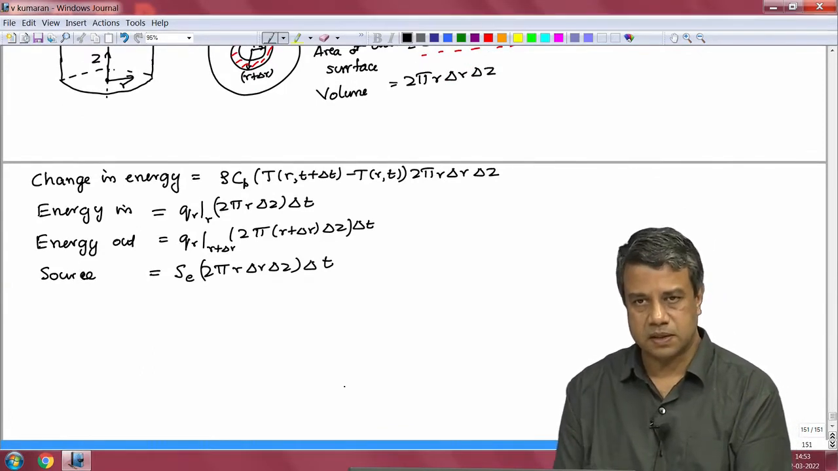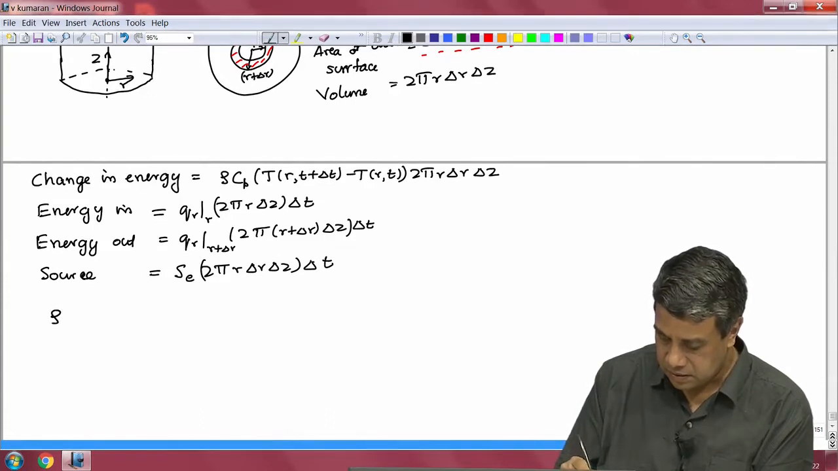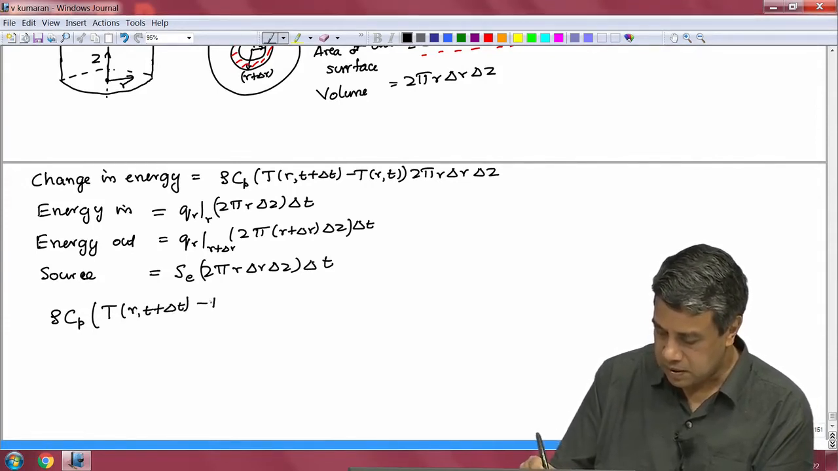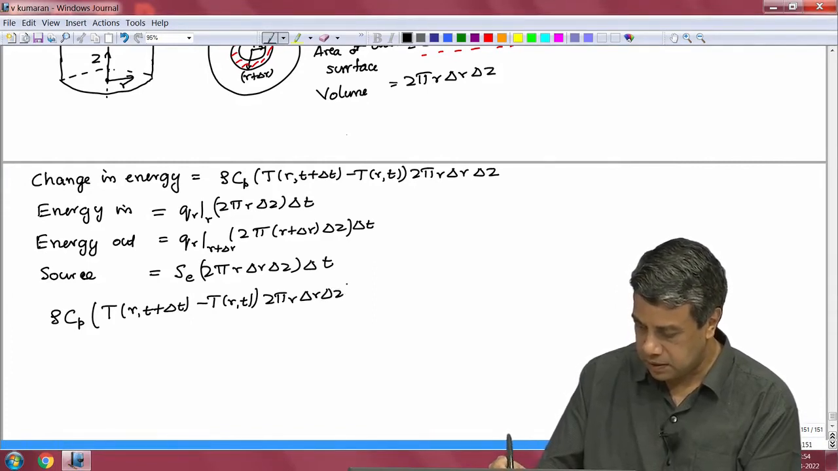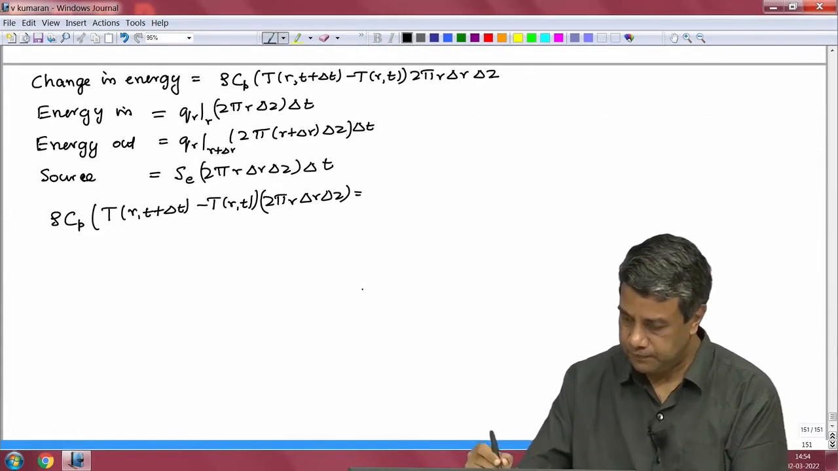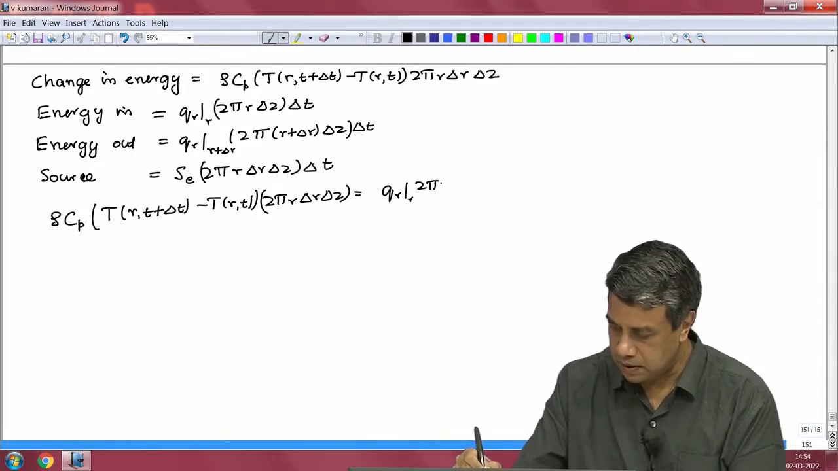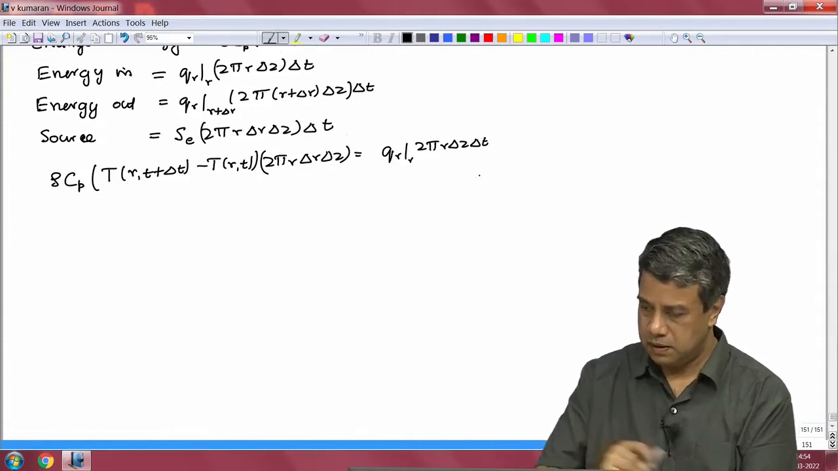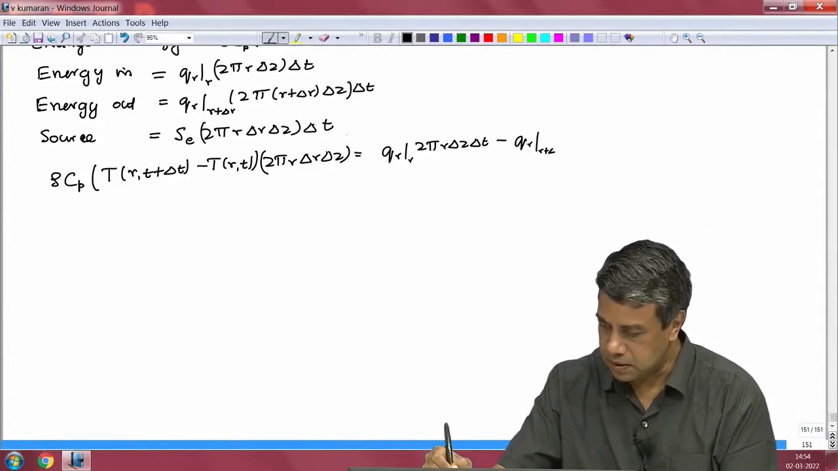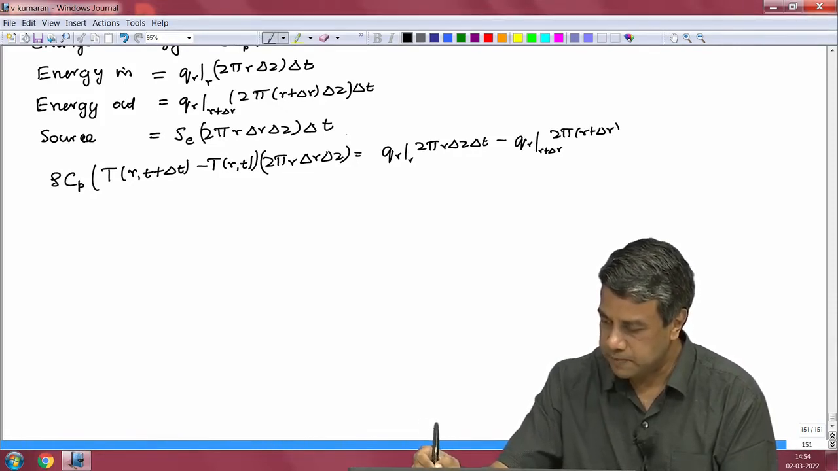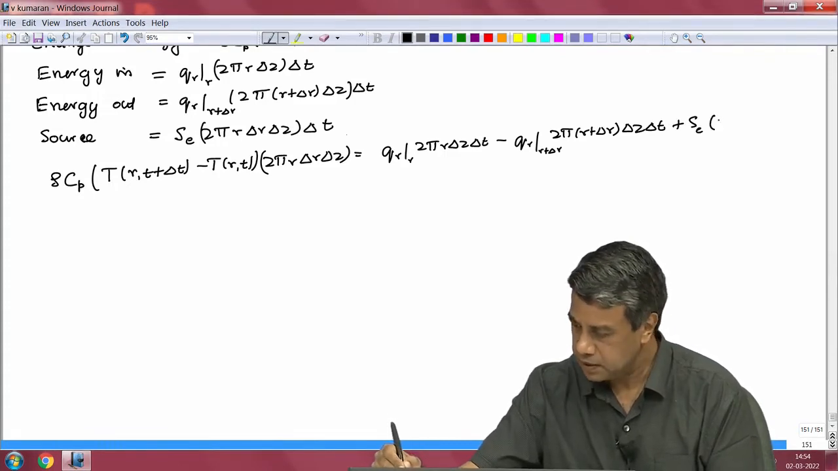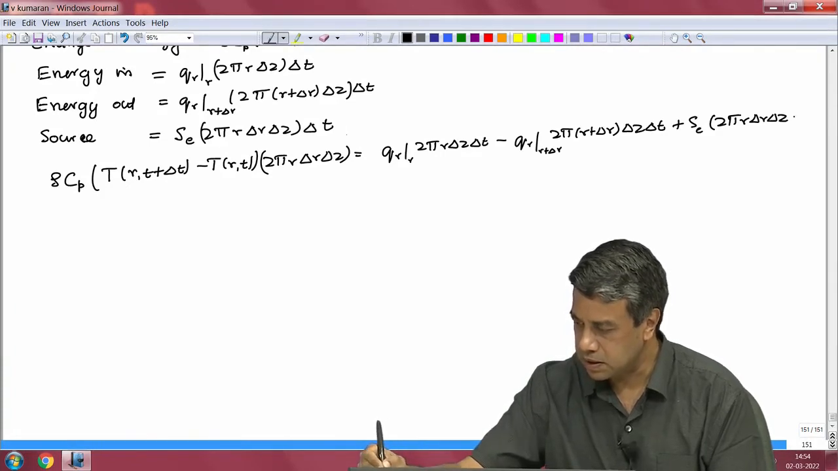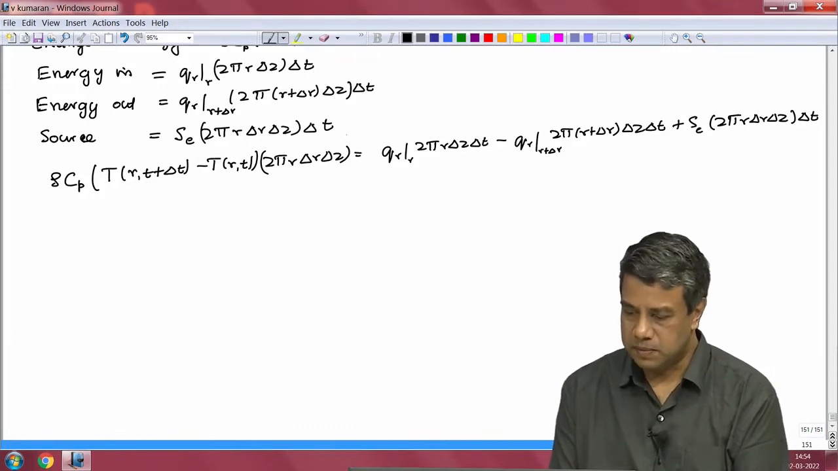So, these are the terms in the balance equation. Equate the left and the right sides: rho Cp into T at r, t plus delta t minus T at r, t, into 2 pi r delta z is equal to q r at r into 2 pi r delta z delta t, minus q r at r plus delta r, 2 pi into r plus delta r, delta z delta t, plus the source term, plus S E into 2 pi r delta z into delta t. That is the total balance condition.